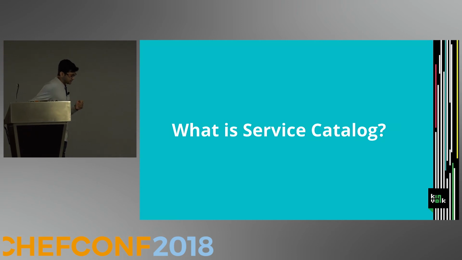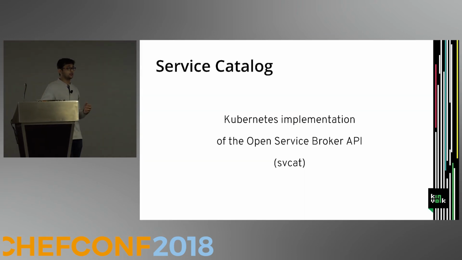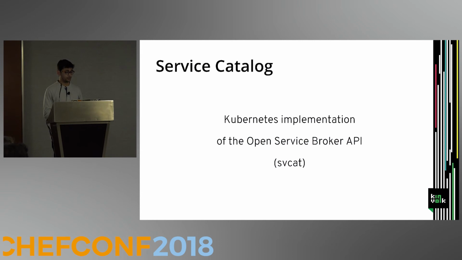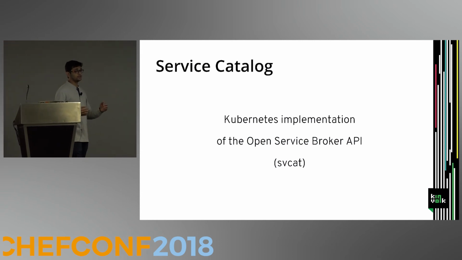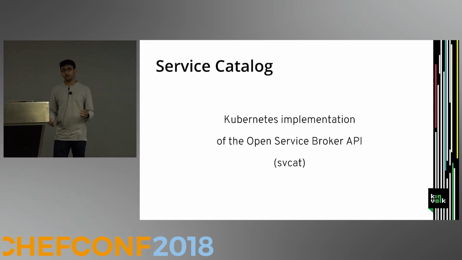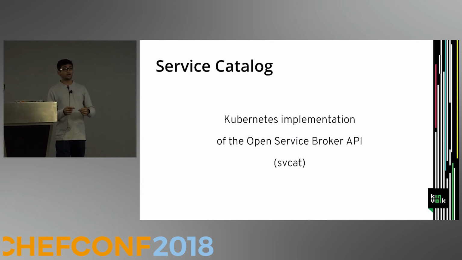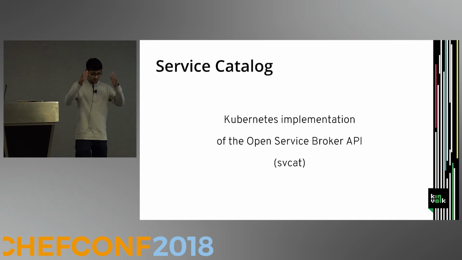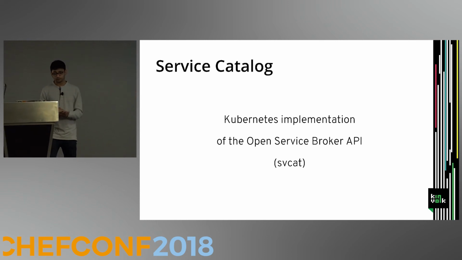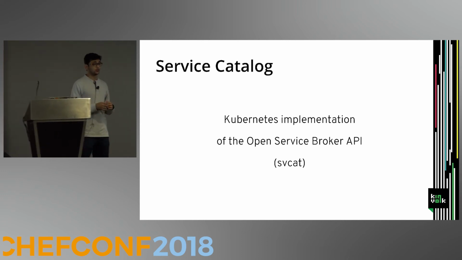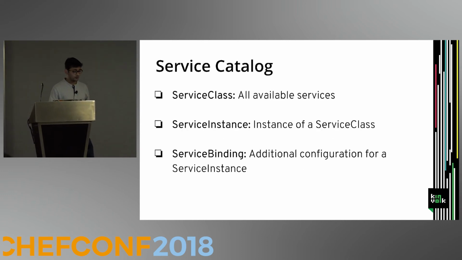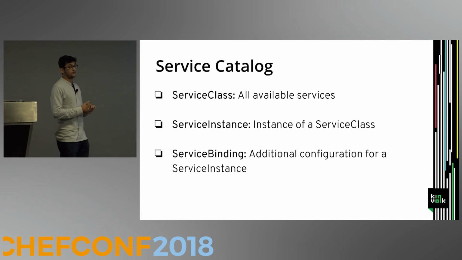Extending that concept is the Service Catalog, which is the Kubernetes implementation of the OSB API. What the Service Catalog is, it's a registry of all the available applications in your cluster. So the Service Catalog not only understands the OSB API, it also understands the Kubernetes concepts. You can think of it as the folk in the middle that understands both languages and coordinates between the two.